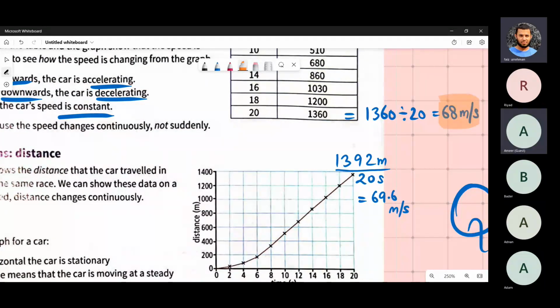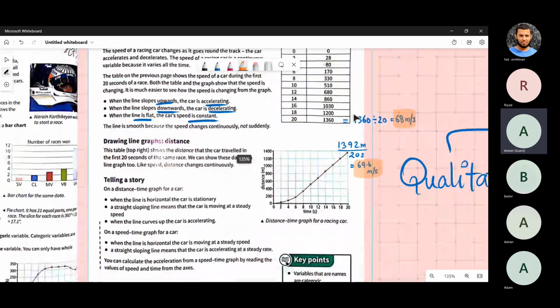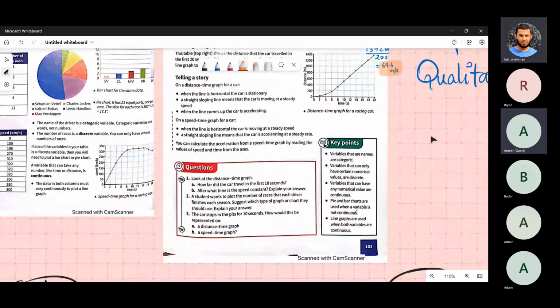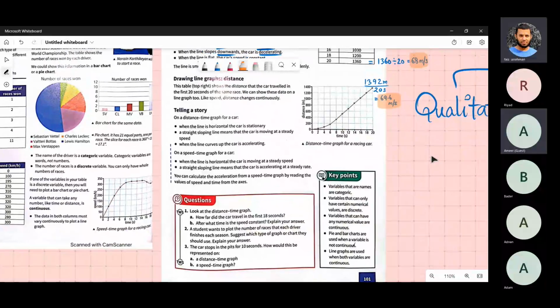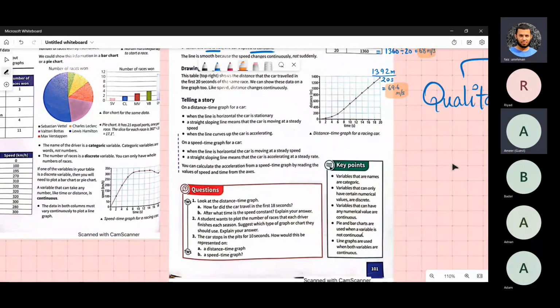If we want to calculate the speed at the 18 second part, this will be instantaneous speed. No, this is for the speed.